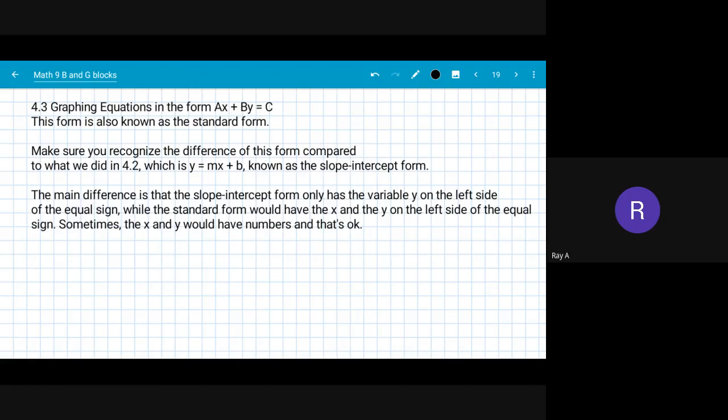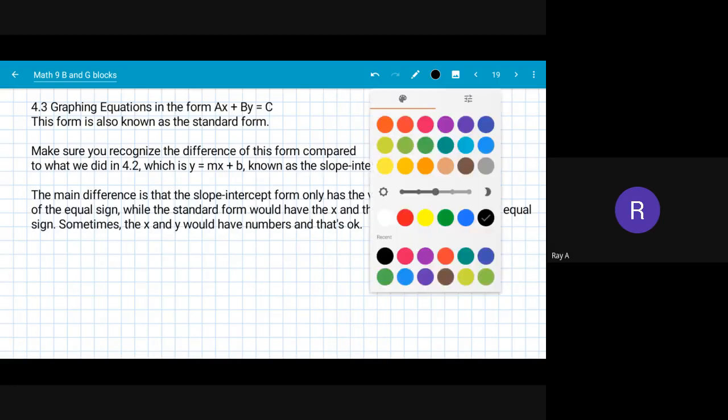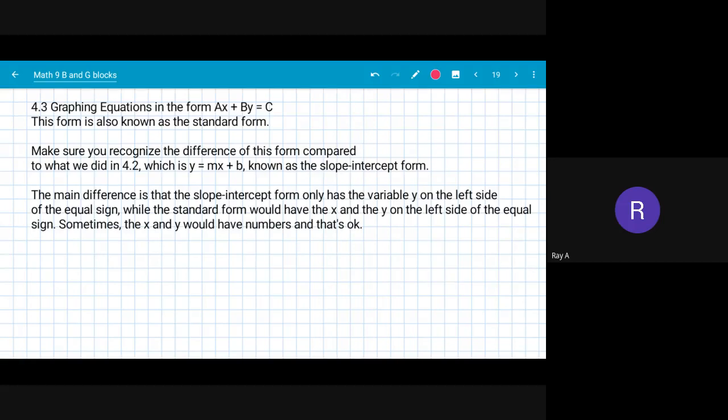So make sure you recognize the difference of this form compared to what we have done in 4.2, which is the slope-intercept form. So the main difference again is that the slope-intercept form only has the variable on the left side of the equal sign. Look at this one. This is your slope-intercept form. Only the y is on the left side of the equal sign. Everything else is on the right. Okay, so that is called the slope-intercept. The standard form would have the x and the y on the left side of the equal sign, like this.